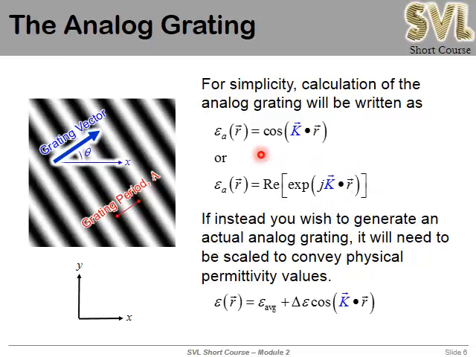And if we ever wanted to convert this analog grating into something real that might have permittivity values, we would take our cosine of K dot r and multiply it by the permittivity contrast, in other words, the magnitude of the swings or the modulation in the permittivity, and we might add to it some average value of permittivity. Even still, we're calculating this from cosine of K dot r. We're just scaling it in a way that would give us real permittivities, and we'd come away with our permittivity function.